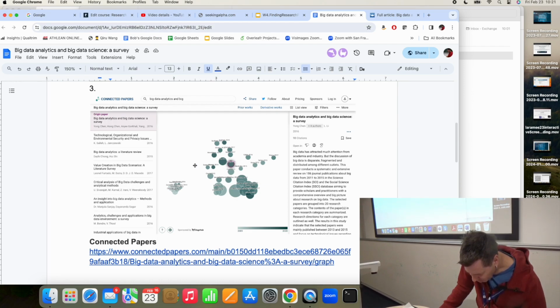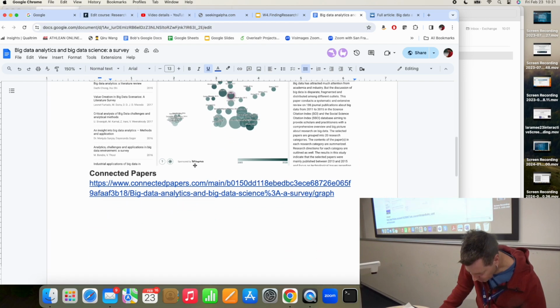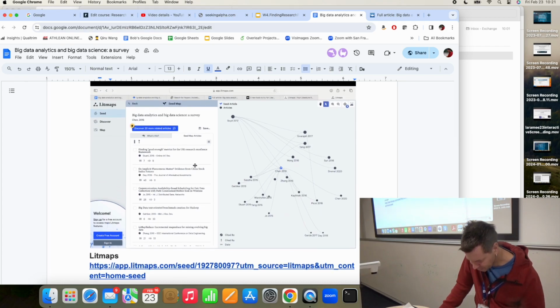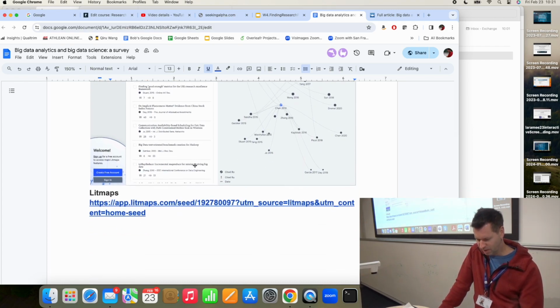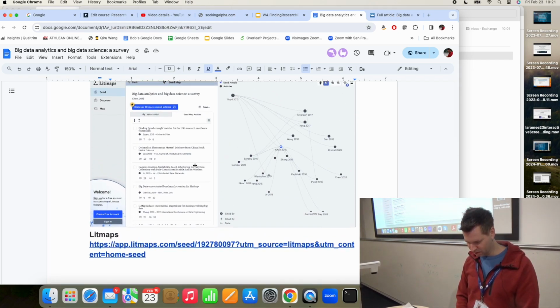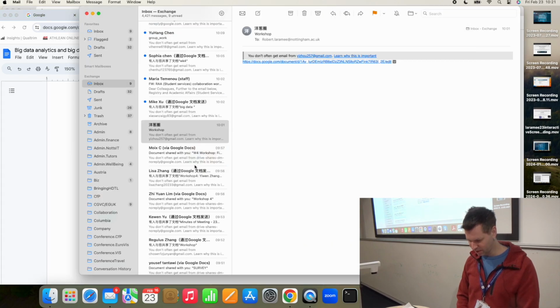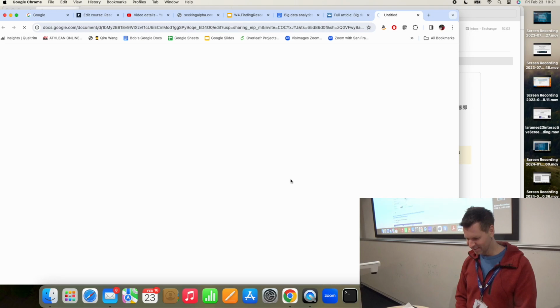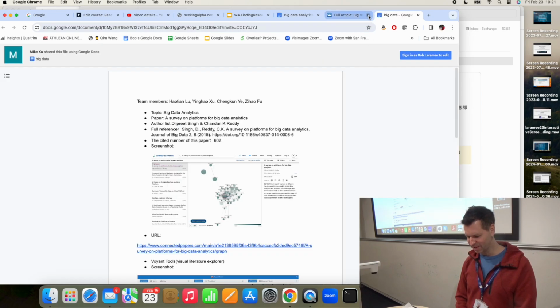Okay, connected papers, and then lit maps. So it's amazing how the whole class, except for one group, is using lit maps as the other tool. Not as educational as I was hoping.